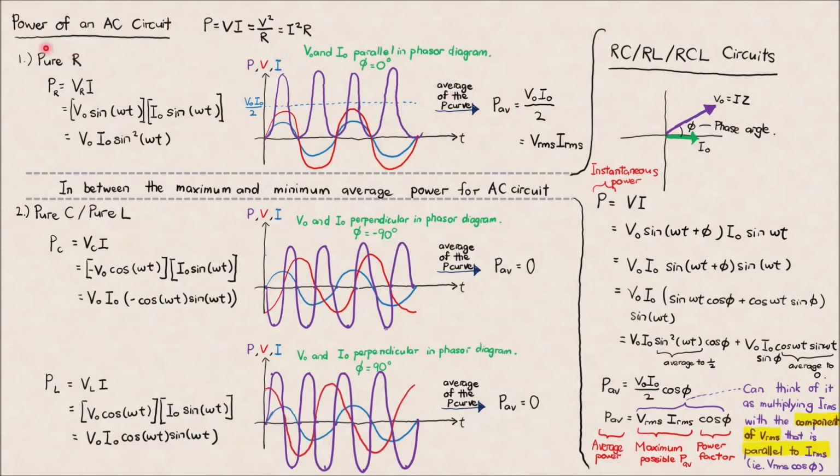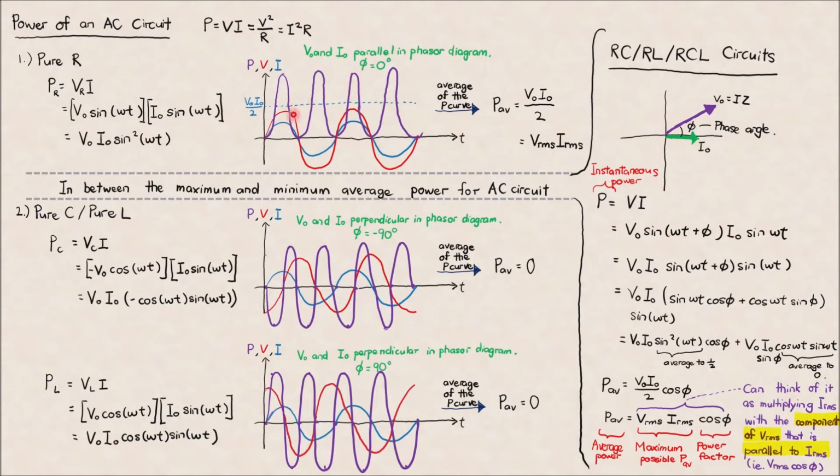So let's look at the pure R circuit. For a pure R circuit, you have to multiply the oscillating V across the resistor and the oscillating I across the resistor. You know that they are both in phase. For V, it's V naught sine omega t. For I, it's I naught sine omega t. Both of them share the same phase. If you multiply these two together, you get the equation V naught I naught sine squared omega t. You can use any graphing calculator or what you have learned from your maths to draw this graph over here.